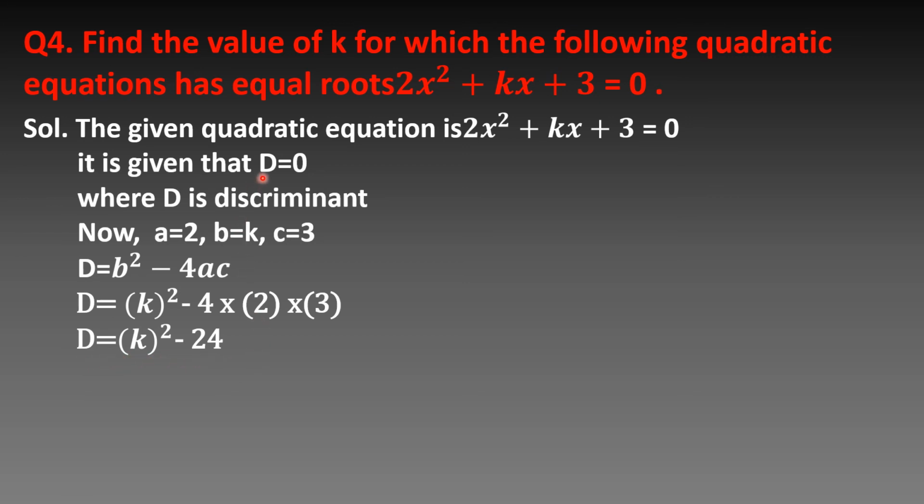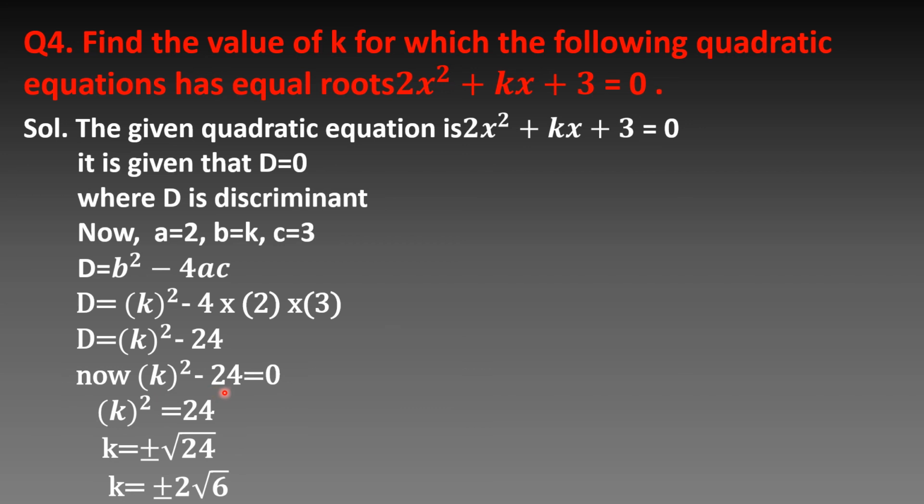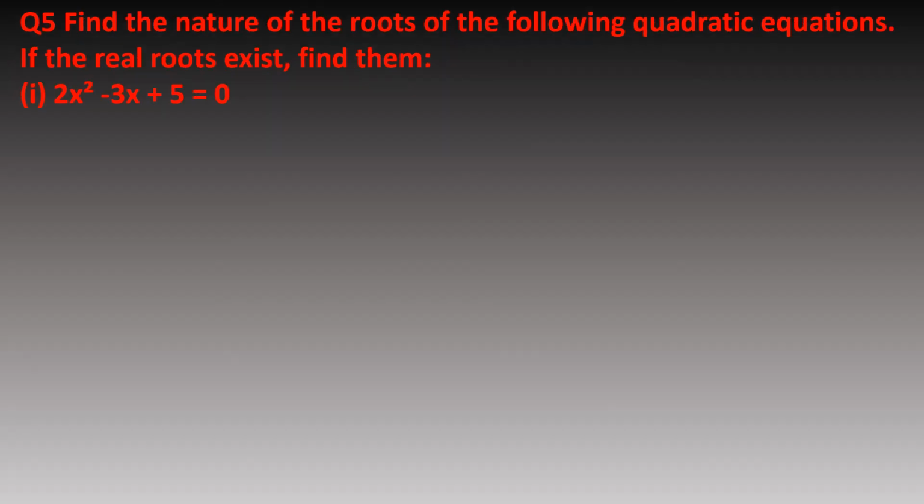Now it is given that D is equal to 0. So taking k square minus 24 equals 0 and solving, we get k square equals 24, and finally we get k equals plus minus 2 under root 6, which are the required values of k. Let us come to question number 5.